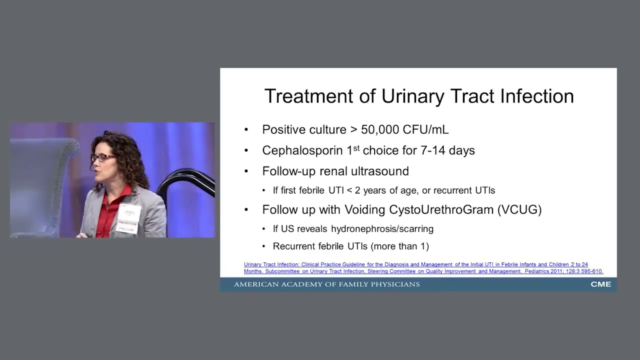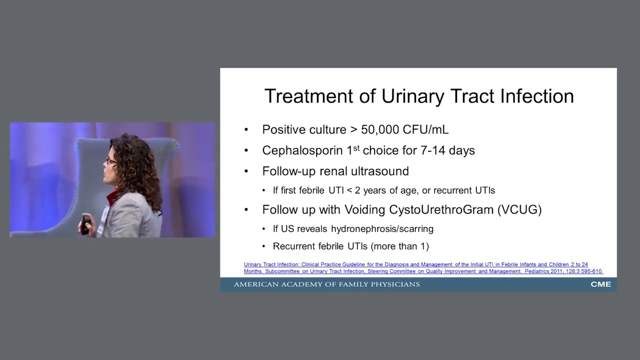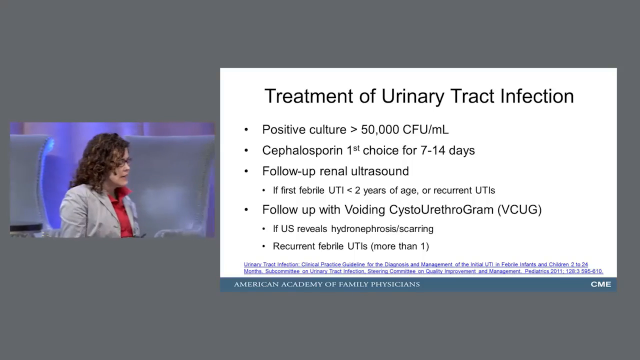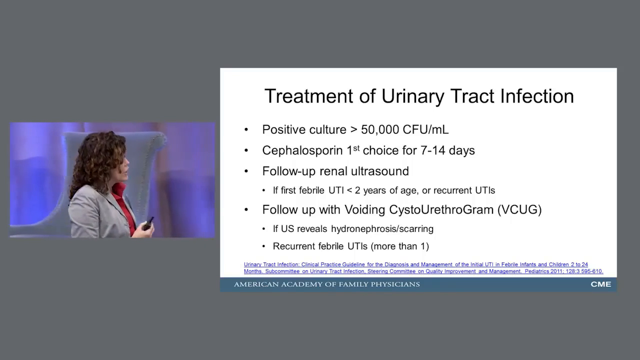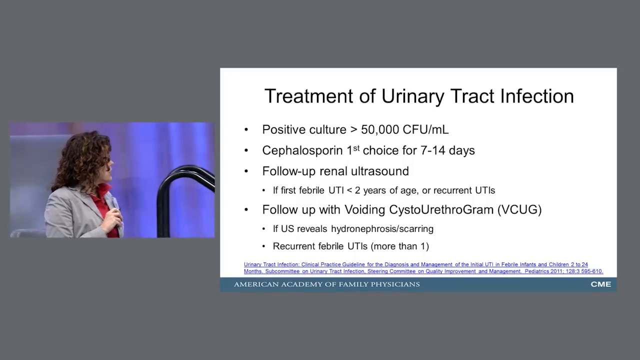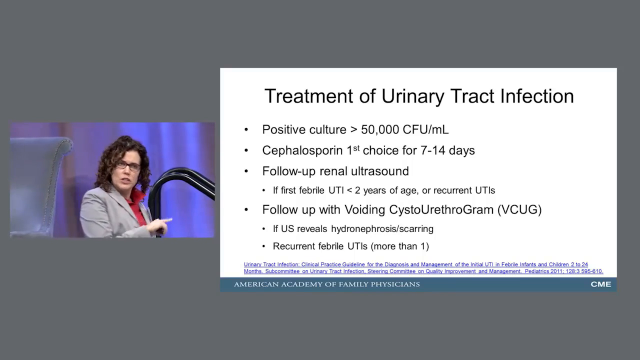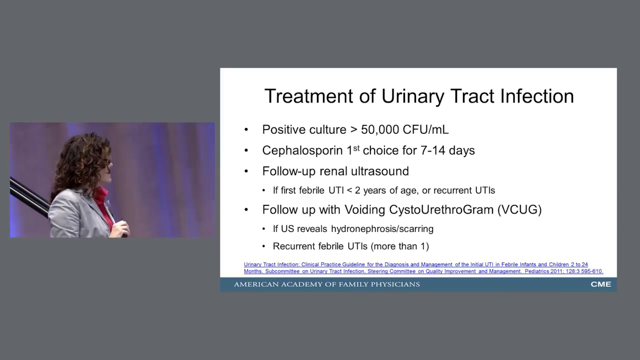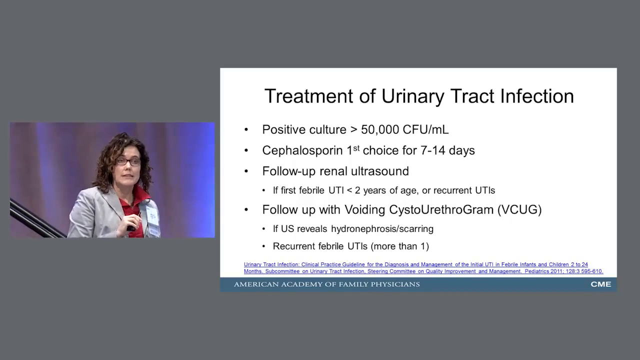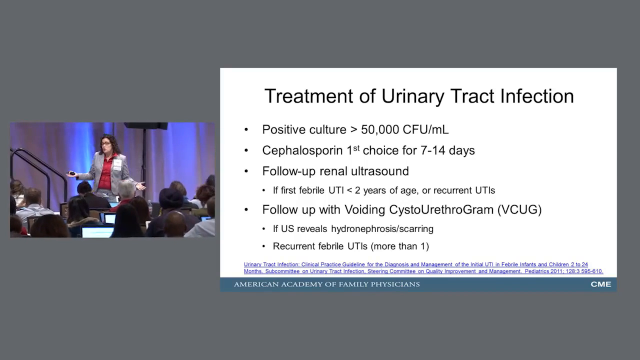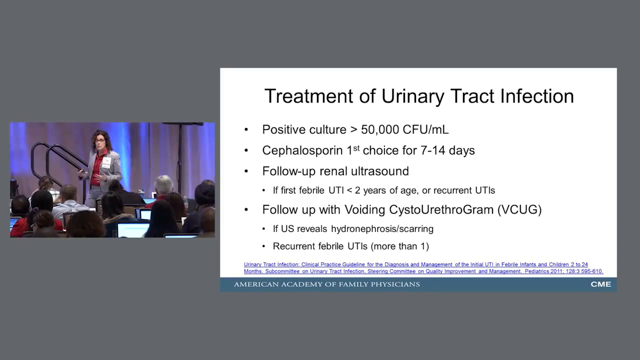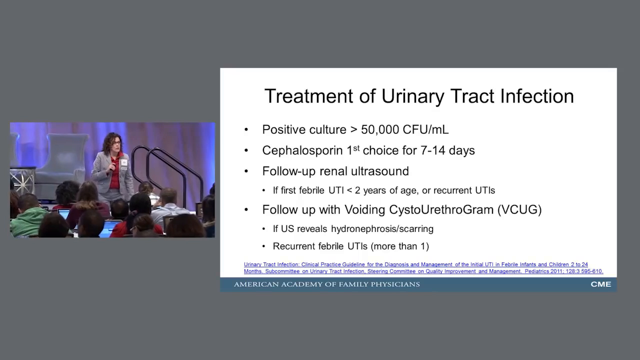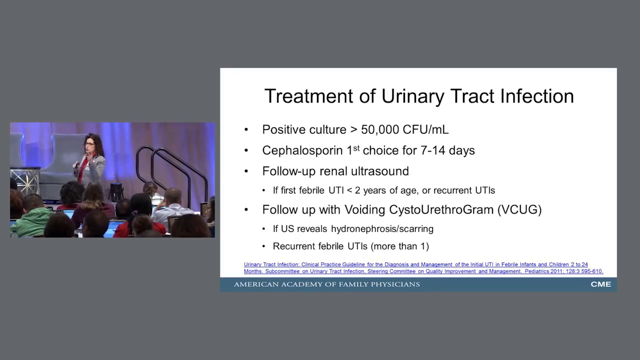How do you treat a urinary tract infection? You have to have a positive culture of greater than 50,000 colony-forming units. Cephalosporins are the first choice, so this is cephalexin. You can use things like Bactrim or Septra. There's a lot of times questions about when to do an ultrasound. And so the correct answer is if the first febrile UTI is less than age 2, because you're concerned possibly that there is a congenital malformation leading to the urinary tract infection, or if they have a recurrent UTI. What's recurrent? 2 or more.